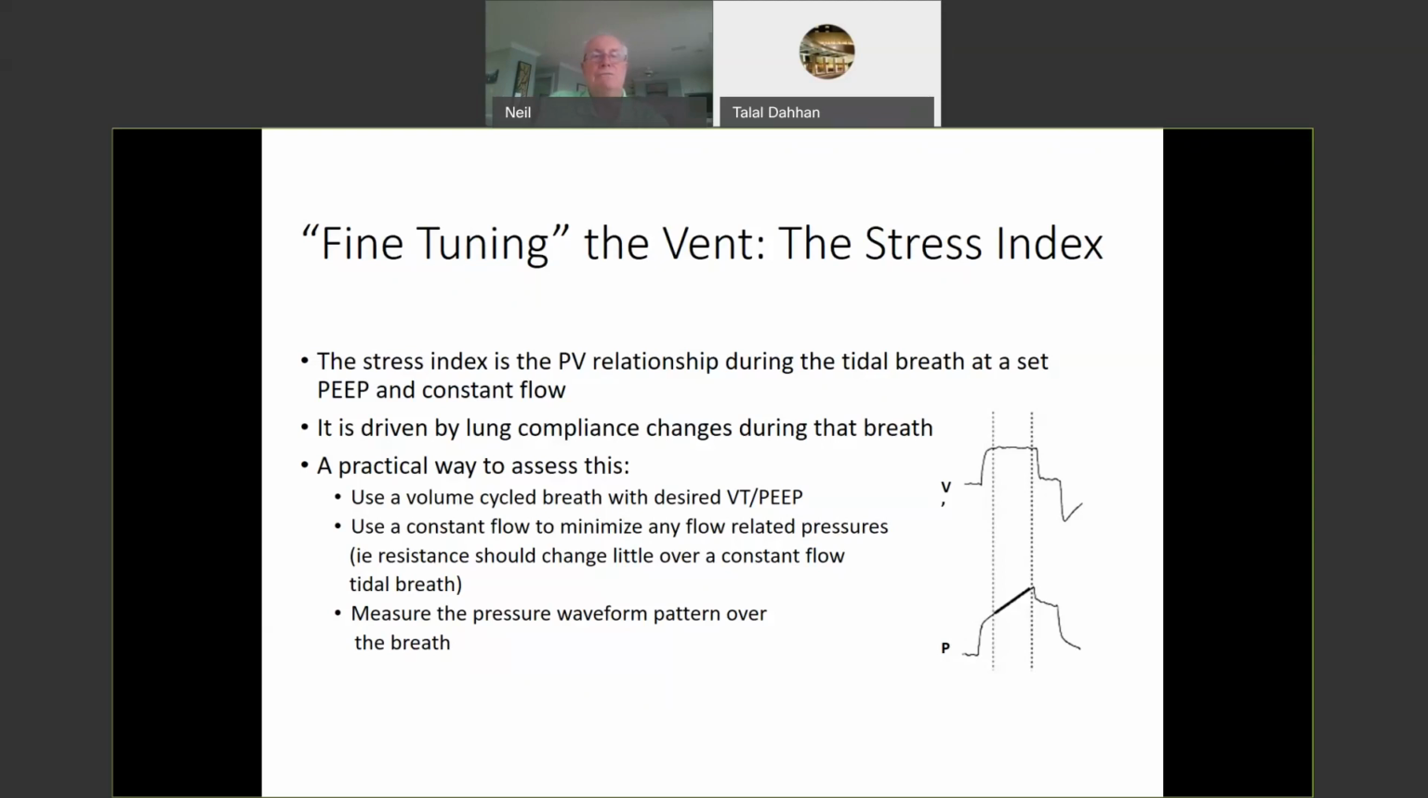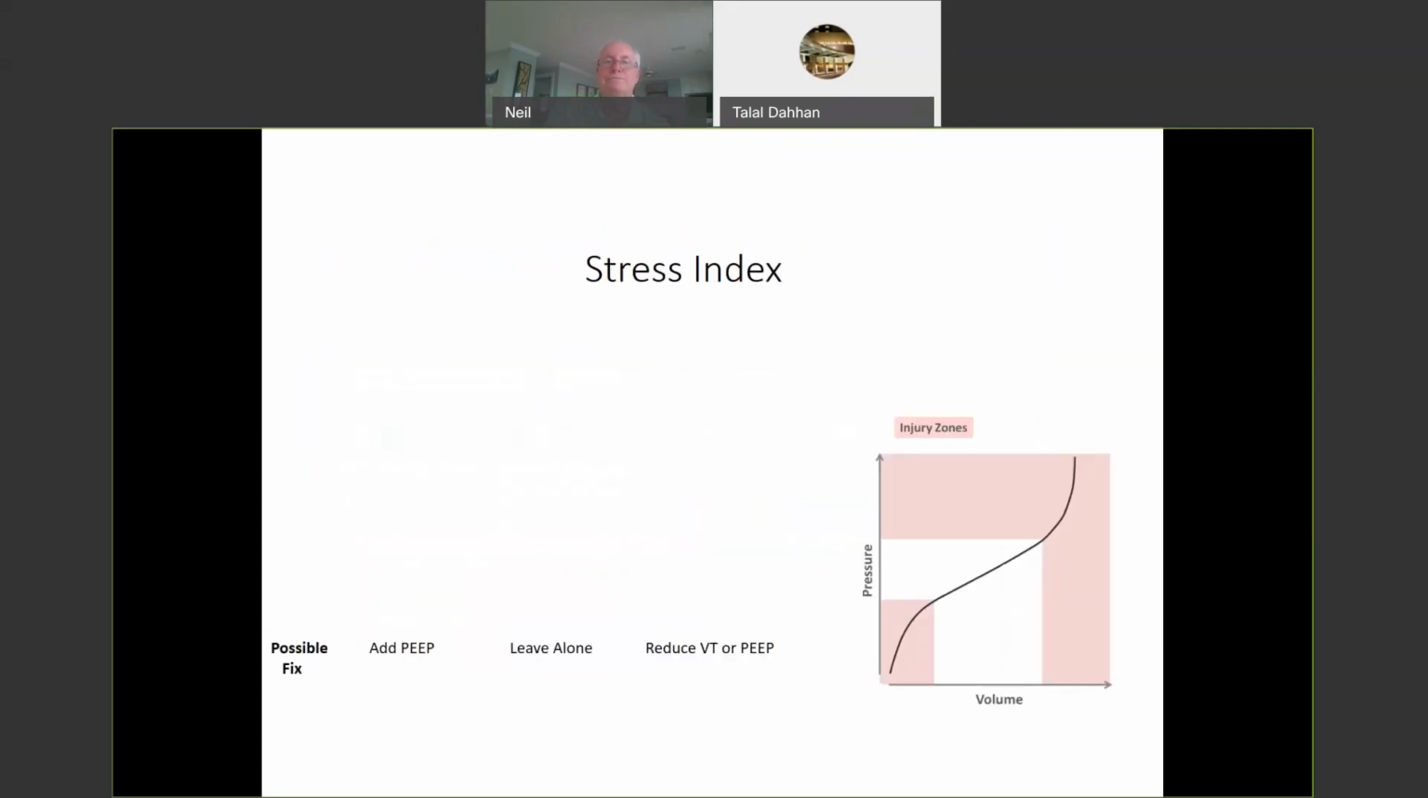So you use a volume cycle breath with whatever tidal volume and PEEP setting you are using. So if you're in pressure ventilation, that's fine. You just temporarily have to turn the patient into volume breaths with the same tidal volume and the same PEEP. Again, use a constant flow to minimize any flow-related pressures. And then, as I say, ideally, it's nice to reduce the flow as well. And then what you're looking at is the shape of the pressure waveform over the breath. That solid part of the curve indicated on the pressure profile.